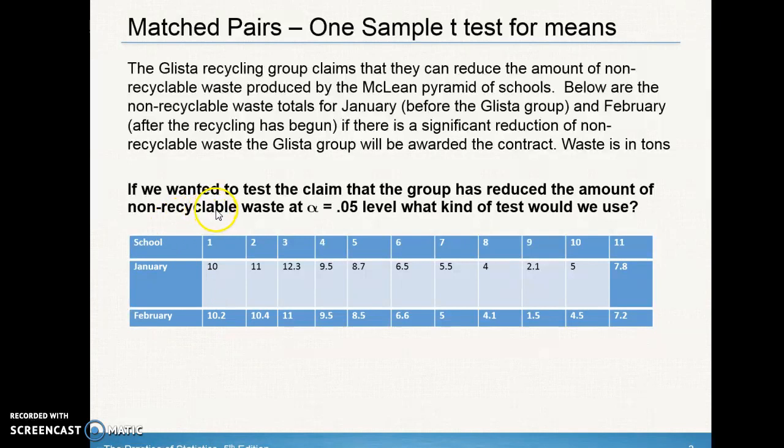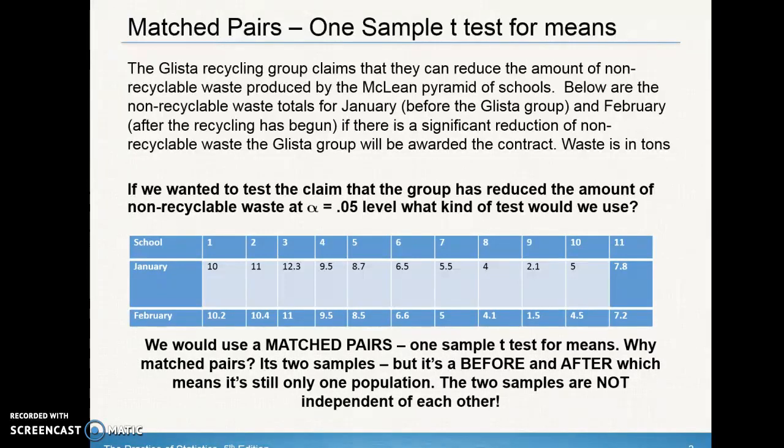If we want to test the claim that the group has reduced the amount of non-recyclable waste at the alpha equals 0.05 level, what kind of test will you use? What you're going to want to think about here, remember, is with the matched pairs, are the two pieces that you're looking at independent or are they from the same population? So if we take a look at this one we're going to use matched pairs.